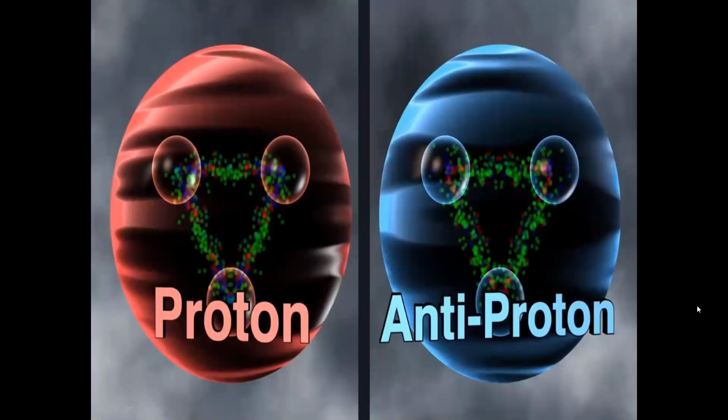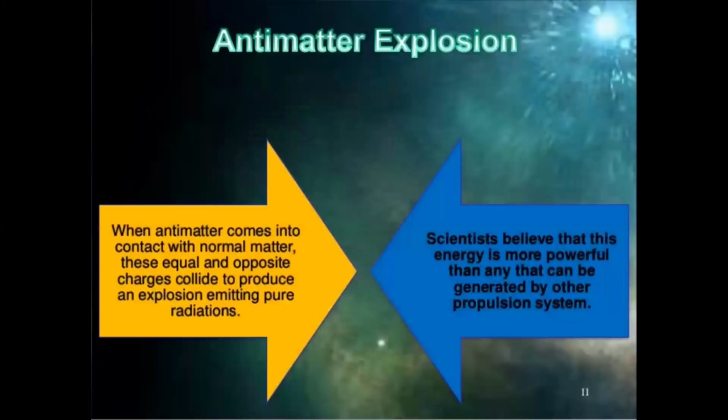Okay, so taking that as the foundation of this program, then everything that exists has an exact opposite. You have a proton, you have an antiproton. Now, it is the theory in science today that antimatter basically cancels each other out with matter. When antimatter comes into contact with normal matter, these equal and opposite charges collide to produce an explosion emitting pure radiation.